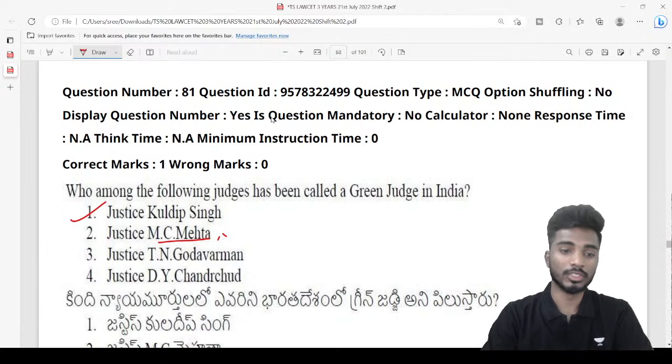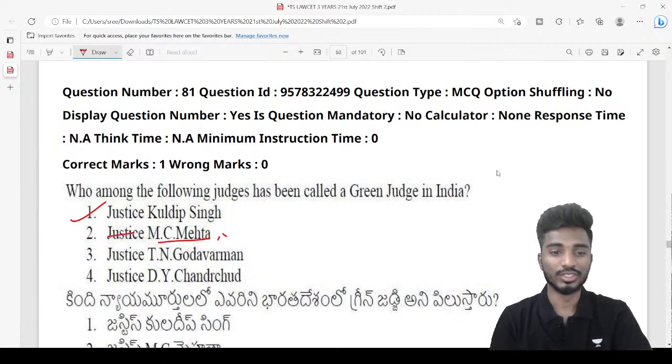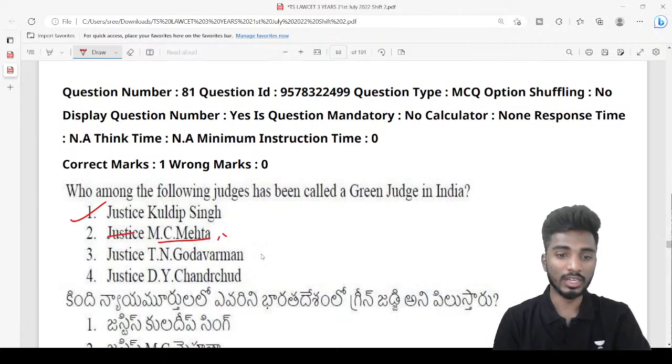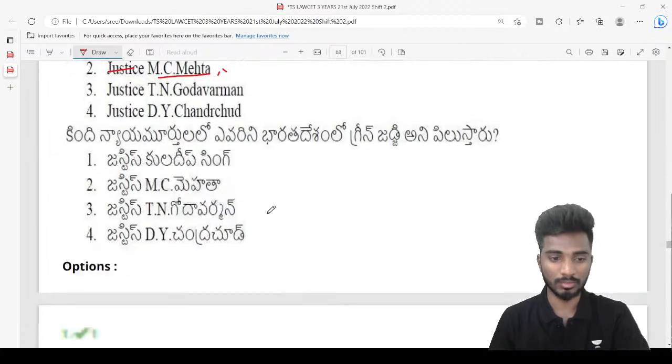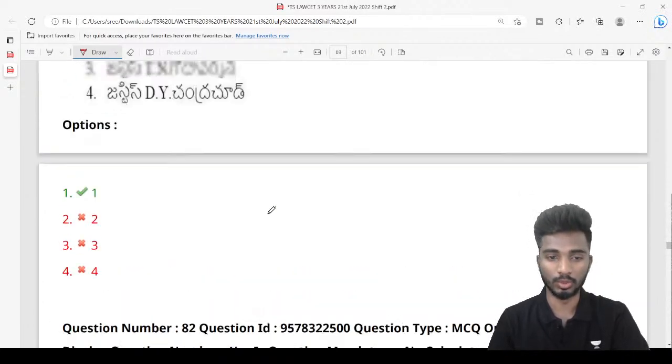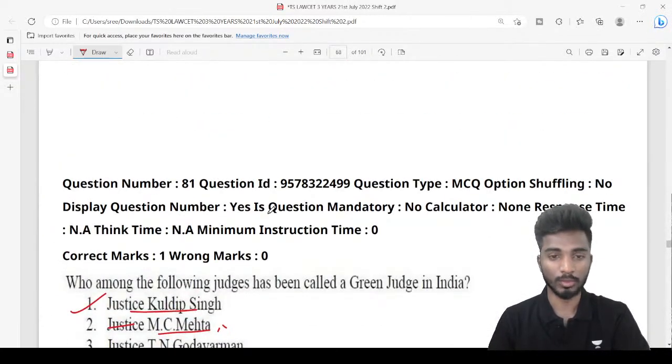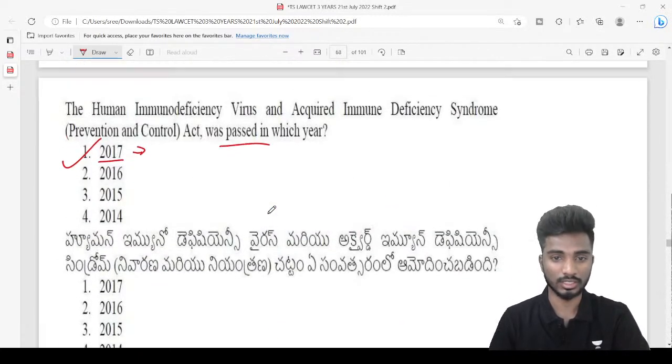He's not a justice actually. Mehta is a lawyer. So T.N. Govardhan is not a very famous judge. Chandrachud is definitely not a green judge. So Kuldeep Singh is the right answer, right? So I think for the remaining questions the answers are marked over here, so I won't be able to take them today. Right, so I have to remove the answers before I discuss this, right?